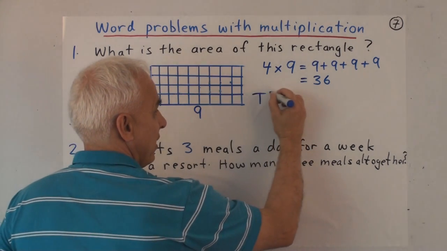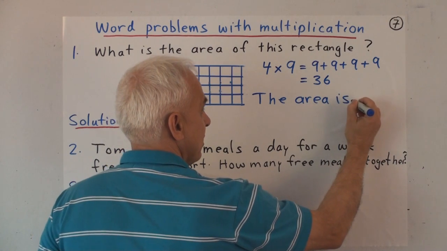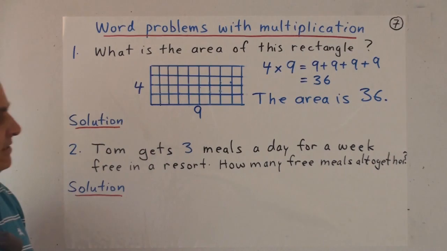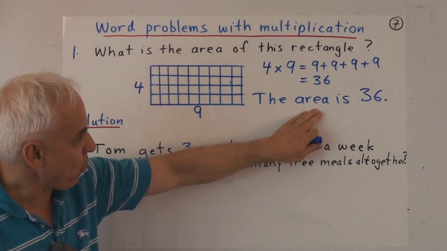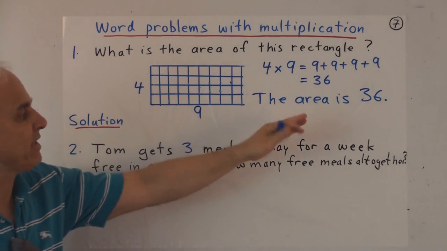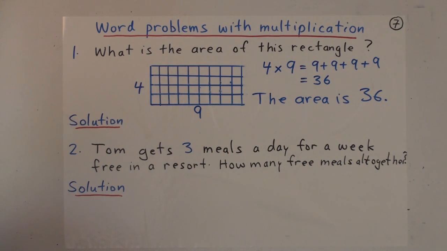So we say the area is 36. Okay, we've written a sentence that answers the question, has the same key word, area, in it, and it's a complete sentence with a bit of mathematics in there too.